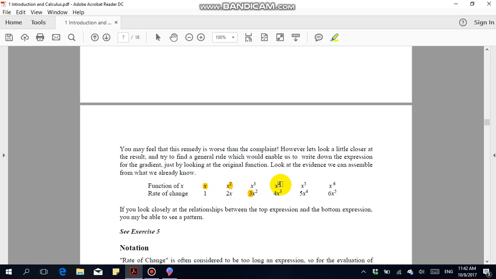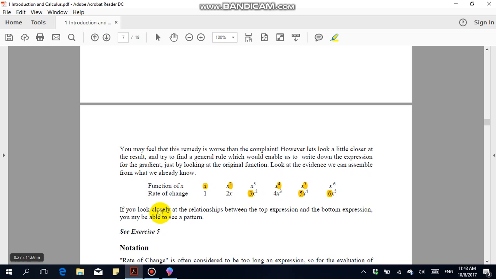When you see x raised to power 4, you'll see the rate of change as 4 with a multiple of x. When you see x raised to power 5, you'll see 5 with a multiple of x, and x raised to power 6 would be basically x multiplied by 6. He's just trying to establish a trend here, and this trend is basically going to help us dive into calculus.